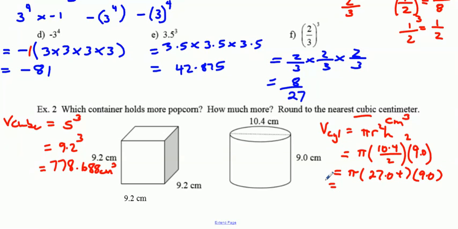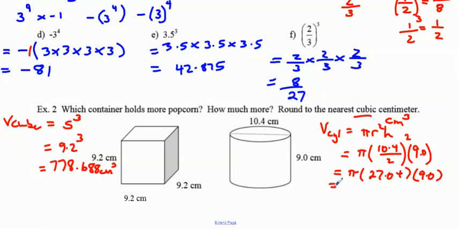And then I'm going to use my pi button instead of just using 3.14. I want to keep my answer as accurate as possible. So I am just going to find the pi button on my calculator. So take a minute to look for that if you can. And then just use that times 27.04 times 9.